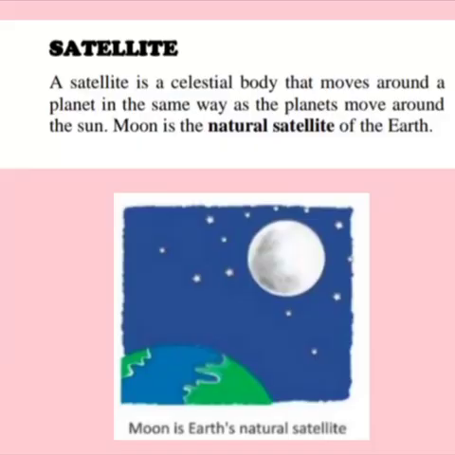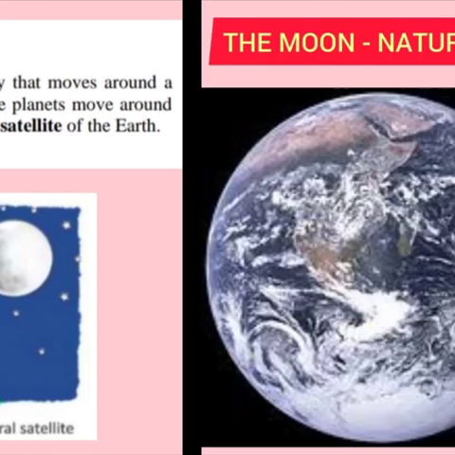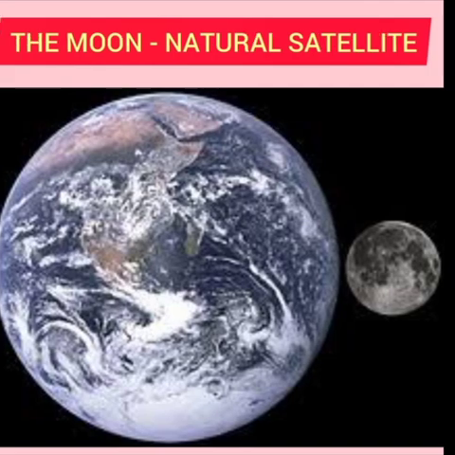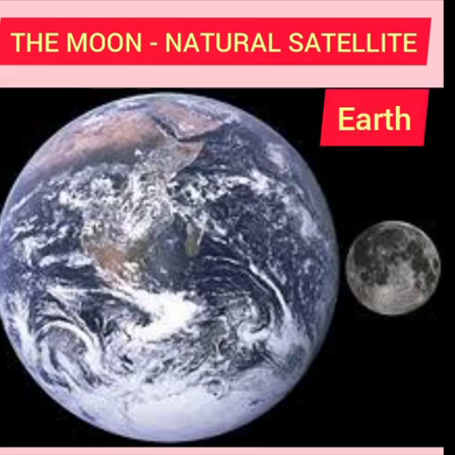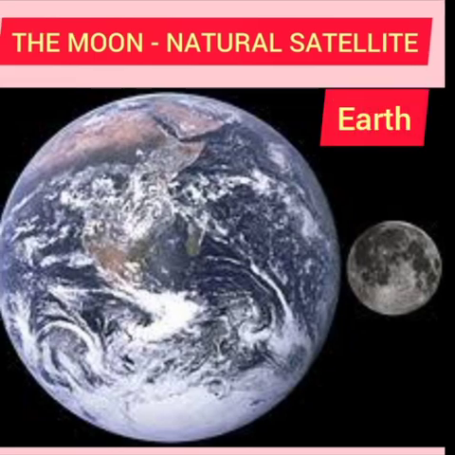Satellite. A satellite is a celestial body that moves around a planet in the same way as the planets move around the sun. Moon is the natural satellite of the earth. Planets have a number of natural satellites called moons. Some don't have any. Our earth has only one satellite, that is the moon, which we see in the sky.